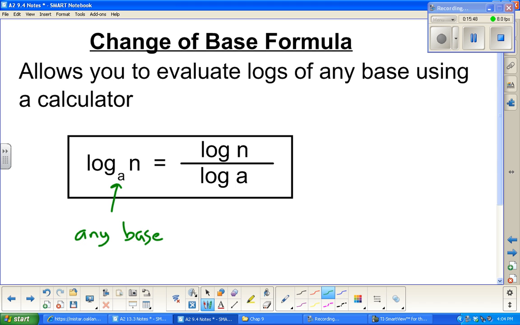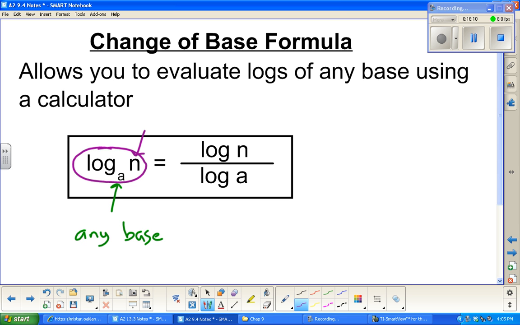And luckily there is. If they give you a log of any base you want of some number, you can just do the log of whatever n is divided by the log of a, and it will work out and evaluate this for us. It's called the change of base formula because it allows you to take a log of any base.